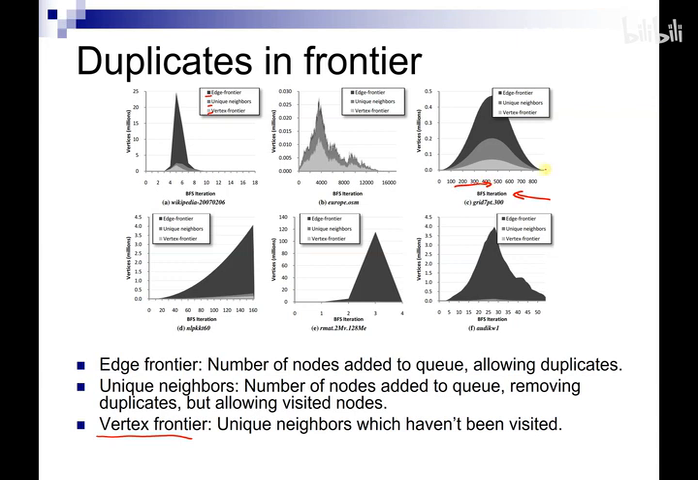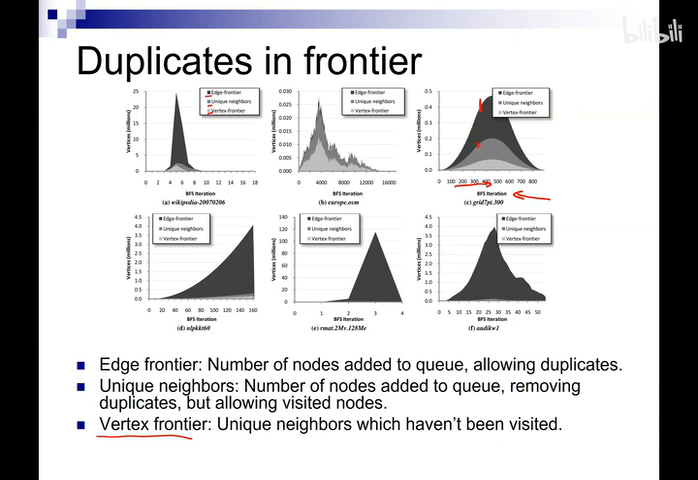Okay, so this one runs for 800 iterations. That basically means that this graph has a diameter of like 800 or something. And you can see that if you allow duplicates and visited nodes, you get this top black curve, where you allow all of these bad things to happen. You allow duplicates and visited nodes.